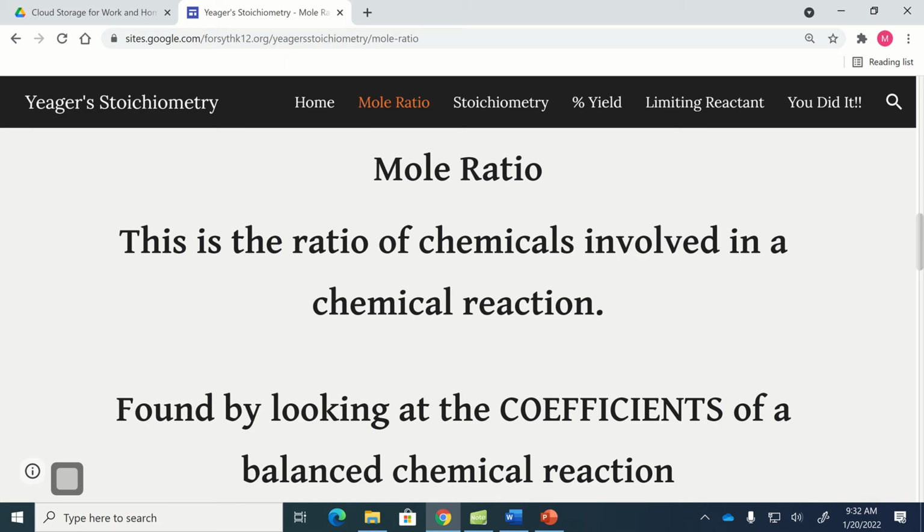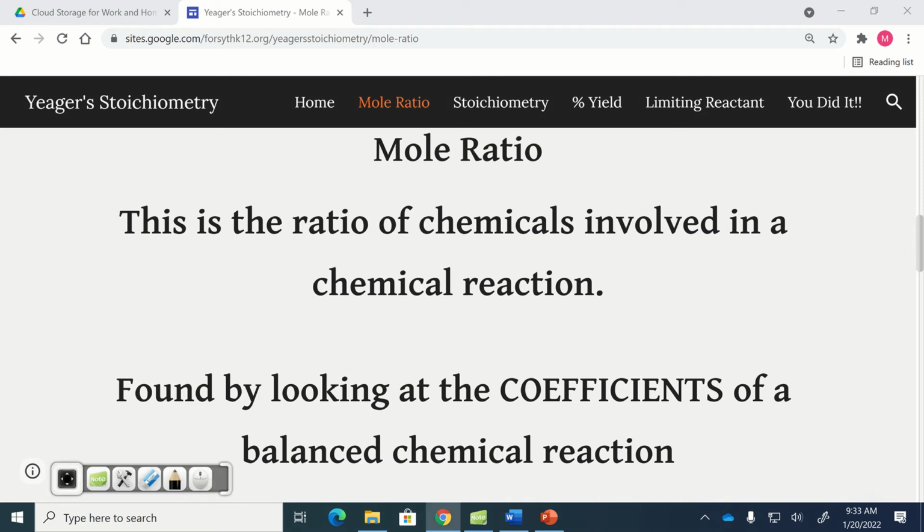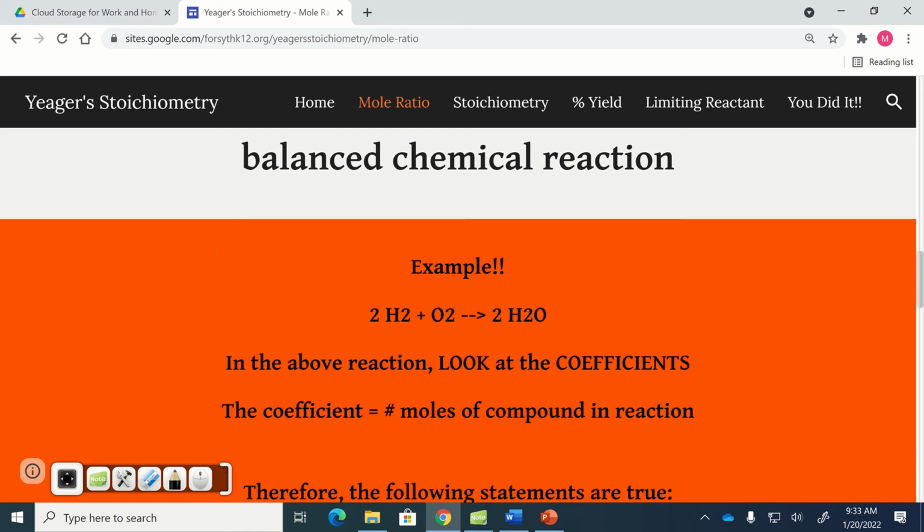The mole ratio is the ratio of chemicals involved in a chemical reaction. You actually have been doing the mole ratio. We haven't been talking about that. The coefficients in a chemical reaction are actually telling you the number of moles involved in the chemical reaction, the moles of each compound. Okay? The coefficients will tell us the moles.